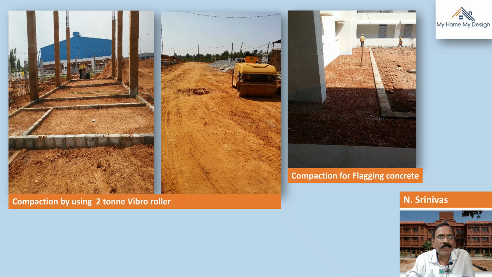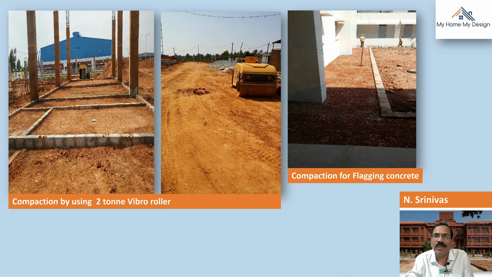The site is systematically getting ready here. Compaction using a 2-ton vibro roller is a method. Here also we can see the flagging concrete, otherwise called plinth protection concrete, which is coming outside the building area. There also compaction is absolutely required.